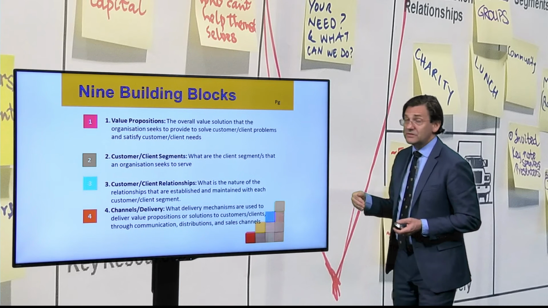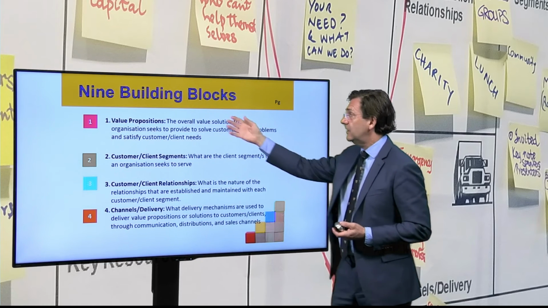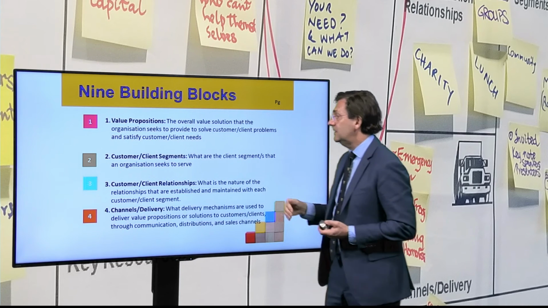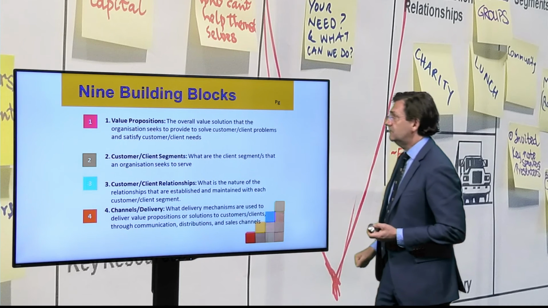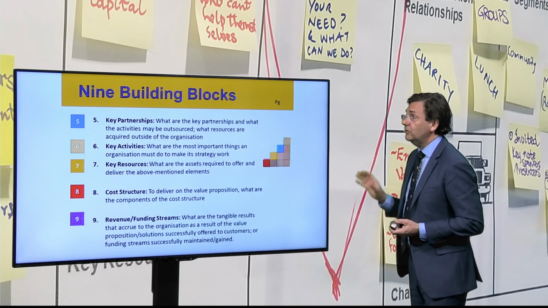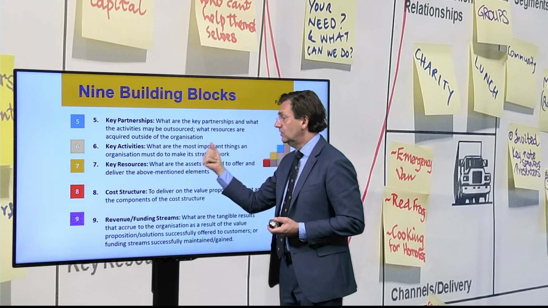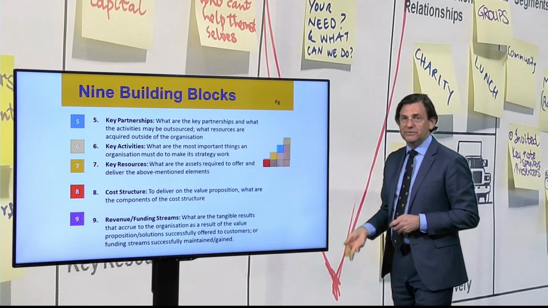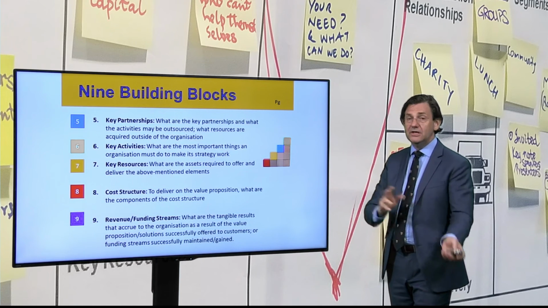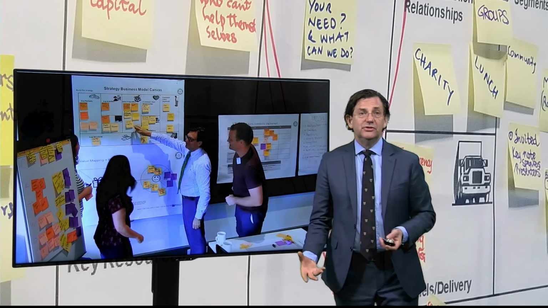There are 9 building blocks to our canvas, and we've touched on those briefly: value propositions, the customer-client segments, the customer-client relationships, channels and delivery, and I'll post this for you so you can read in more detail: the key partnerships, key activities, key resources, the cost structure, and the revenue and funding streams. Remember, the left-hand side was efficiency, the right-hand side was value. So here's a couple of examples in use for you.